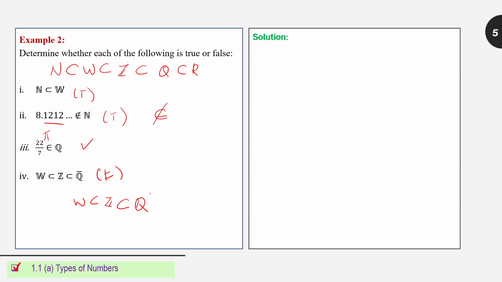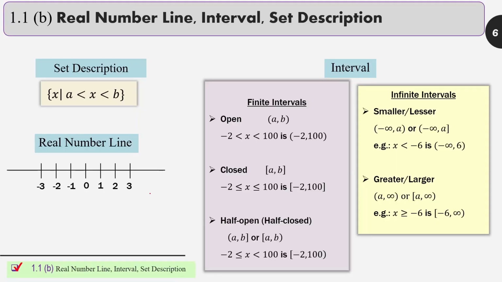Okay, now we look at how to represent a set of numbers on a real number line, as an interval, and as a set description. What is set description? It means that we have a set notation.